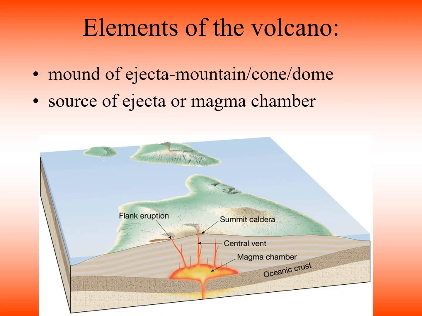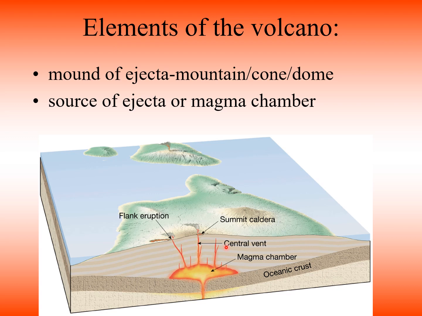And so the major elements of the volcano are the mound of ejecta. That's the stuff that's been erupted on the surface. And that could be either a mountain, in the case of, let's say, Mount St. Helens, a cone, which we see a lot in Iceland, or a dome.